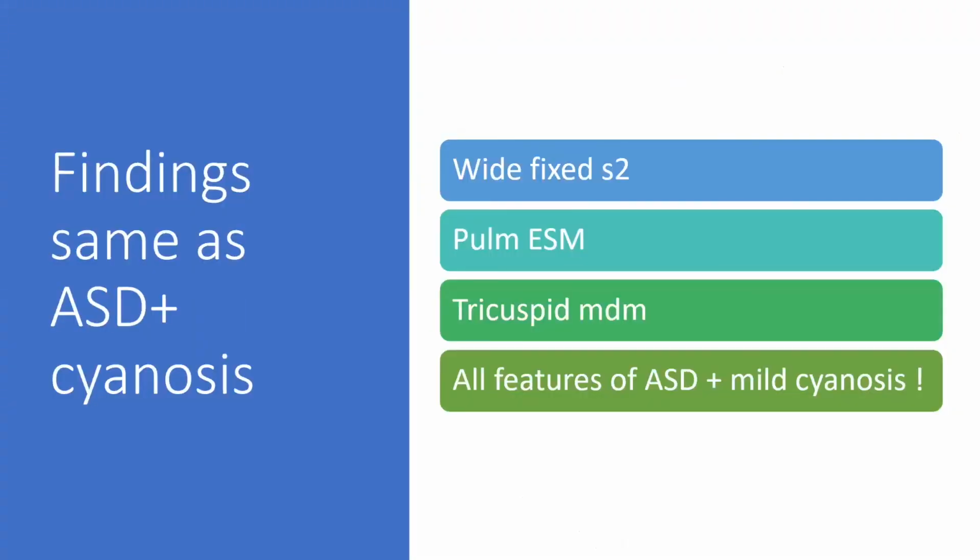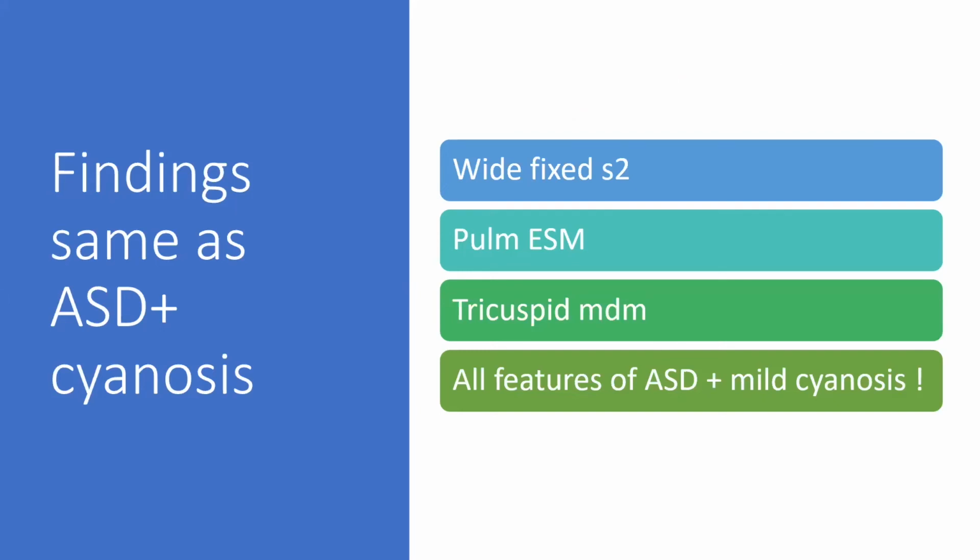Now, the easiest way of remembering a TAPVC is that it is an ASD with cyanosis. When you think it is an ASD, okay, but there's no Eisenmenger, there's no Eisenmenger. It's an ASD, but you got a cyanosis. Then you think of a TAPVC. So the findings are the same. You get a wide fixed S2, an ejection systolic murmur, a tricuspid MDM, and all features of ASD with a mild cyanosis is what we get in a TAPVC. So an ASD with cyanosis can be two things.